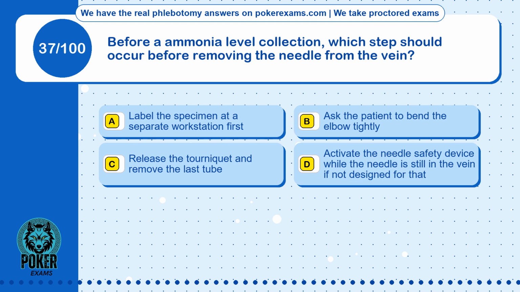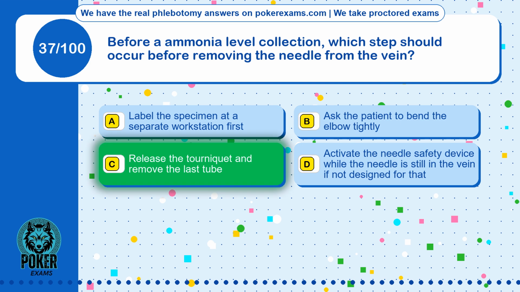Question 37. Before an ammonia level collection, which step should occur before removing the needle from the vein? Option A. Label the specimen at a separate workstation first. Option B. Ask the patient to bend the elbow tightly. Option C. Release the tourniquet and remove the last tube. Option D. Activate the needle safety device while the needle is still in the vein if not designed for that.